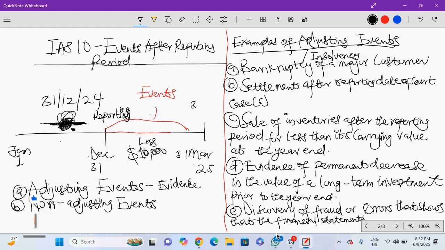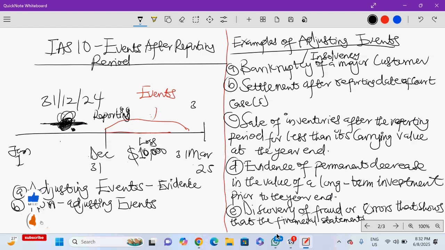So non-adjusting events are the events that occur after the reporting date. Note that both of them occur after the reporting date, after 31st December. For example, if the company is using January to December. It is not every company that uses the basis period January to December. Some vary, right?